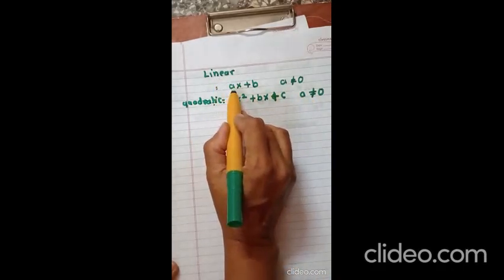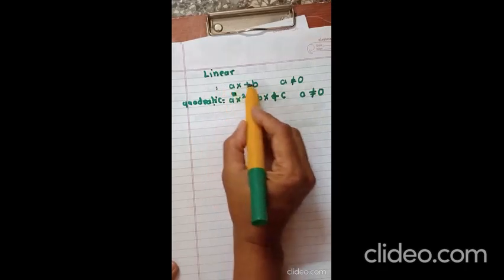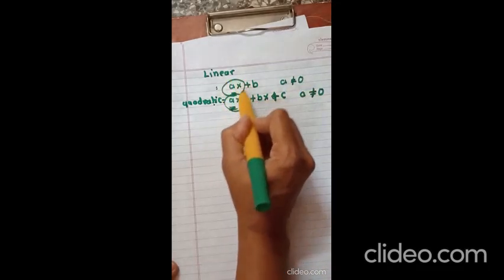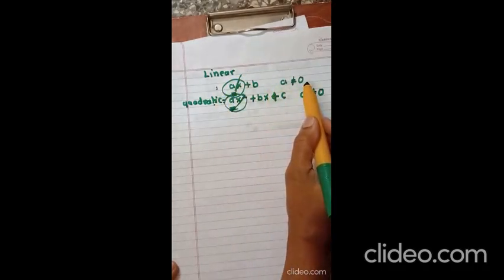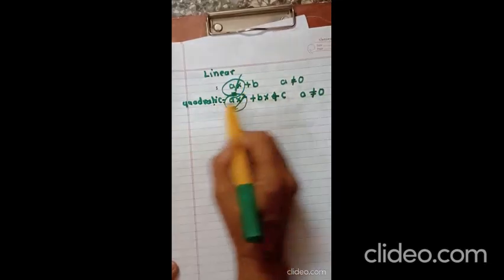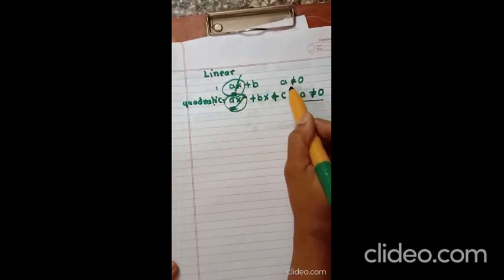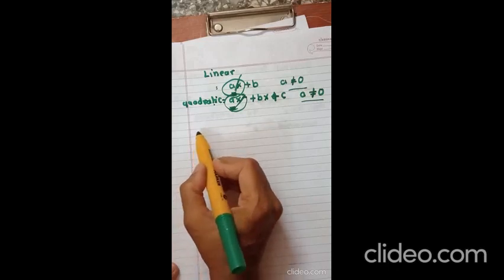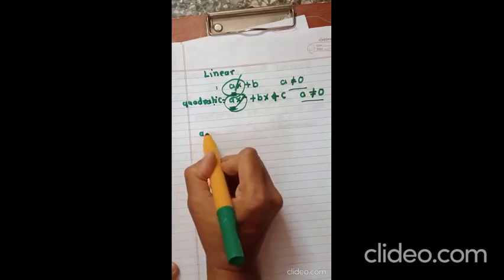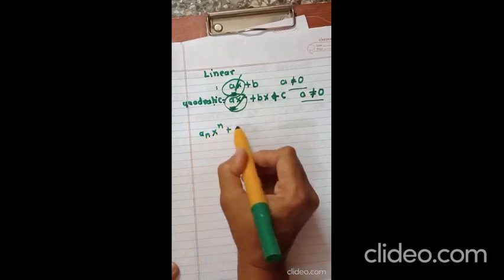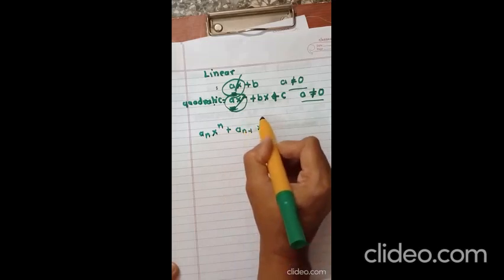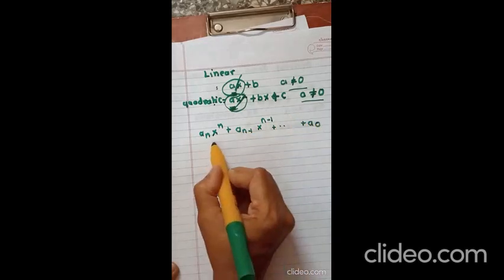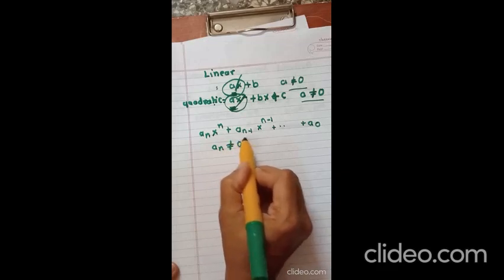If the linear polynomial is there, and a becomes 0, or in the quadratic, if a becomes 0, the term gets cancelled. And so this polynomial doesn't remain linear, or this will not remain quadratic. So the condition is a is not equal to 0. So the general form of a polynomial of degree n is a n x raised to n plus a n minus 1 x raised to n minus 1 and so on till a 0, where a n is not equal to 0.